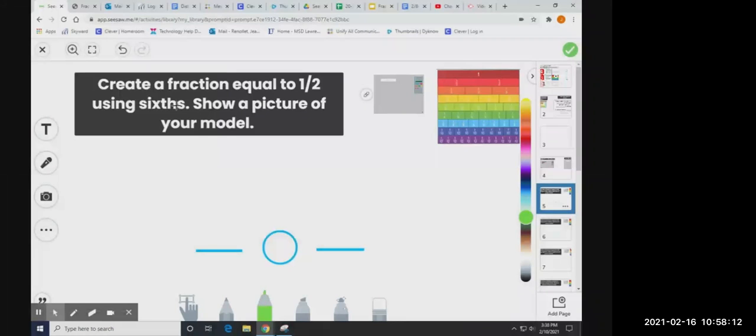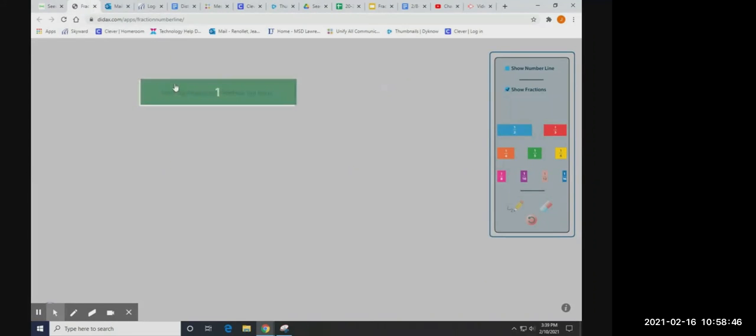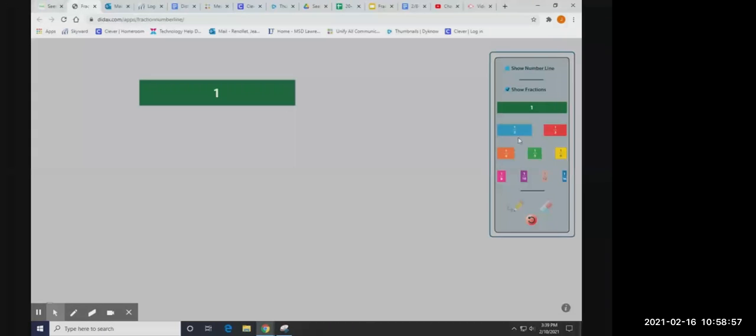Here's some important information in our text. We are going to create a fraction that is equal to 1/2 using 6. That means I'm going to be using the unit parts 1/6 in my model. Next, I need to show a picture of my model to justify my answer. We're going to use our fraction tool today, and we're going to start by using one whole. I know that the text told me to create a fraction equal to 1/2. So next, I'm going to find my 1/2 part and move it to my model.